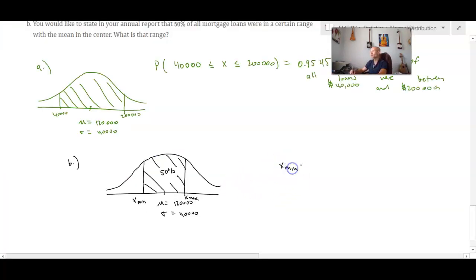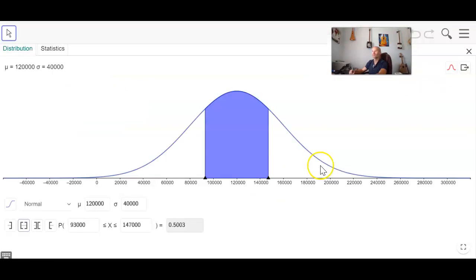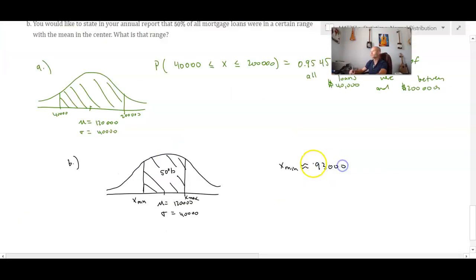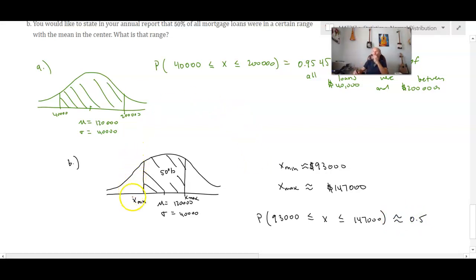So x min, we'll just say, is approximately 93,000, and x max is approximately 147,000. And that means that we could also write it like this. We could say that the probability that a loan is between $93,000 and $147,000 is about 0.5. It's about 50%. And there are other ways of doing this, but at this point it simply is a little bit easier to do this guess and check.